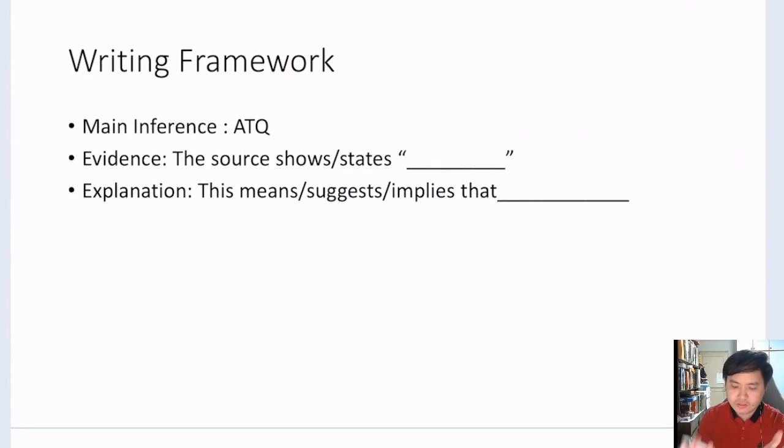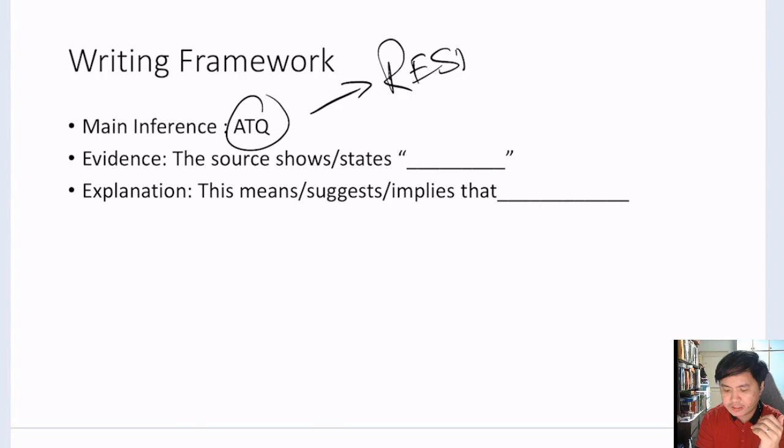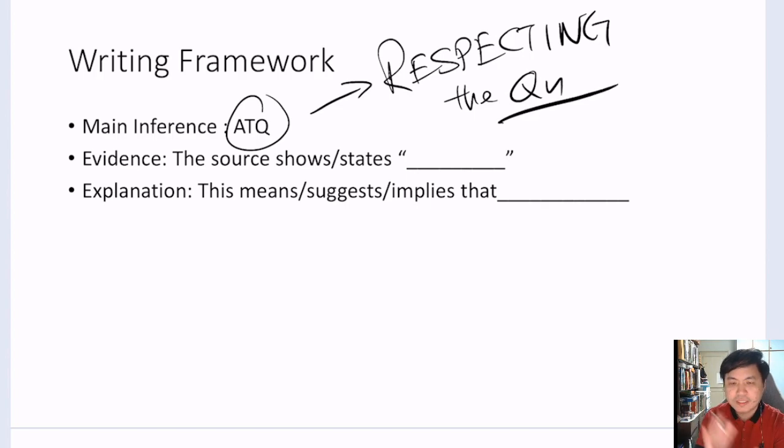Okay, now moving on to writing framework. This is very basic for you. First, you have your main inference. What should you do for your main inference? You must answer the question. Or in other words, I would like to say this is called respecting the question, right? Please answer directly to what the question is asking. That is called respecting the question.